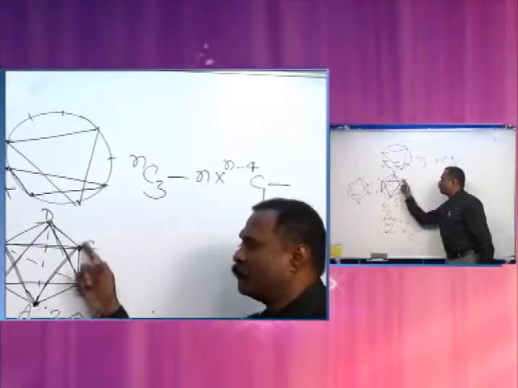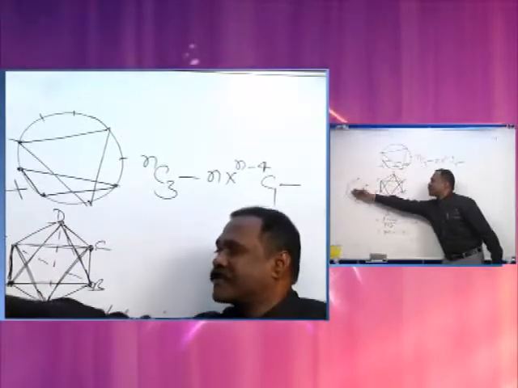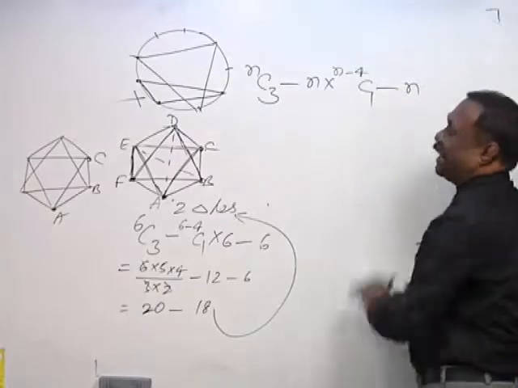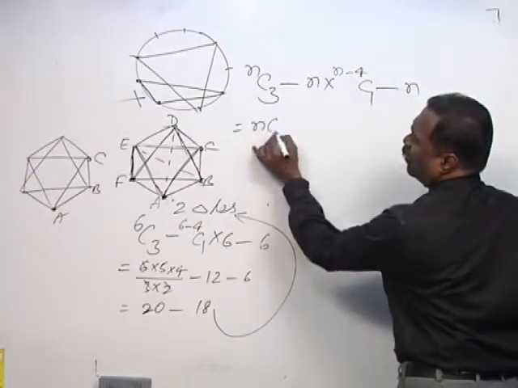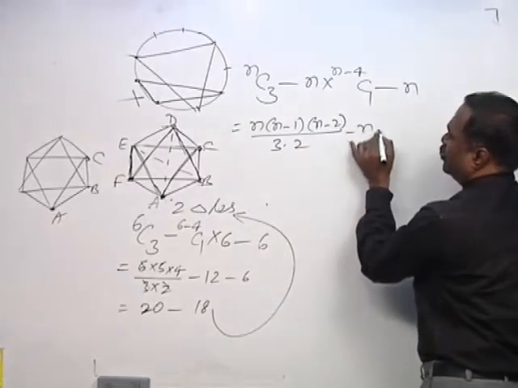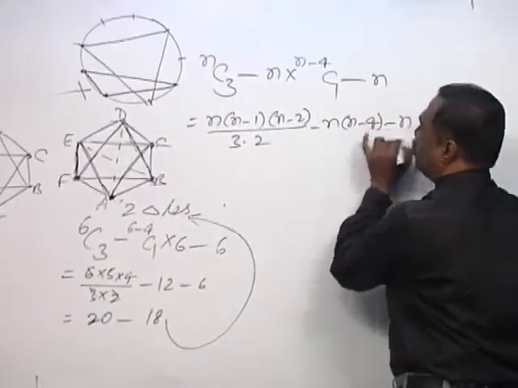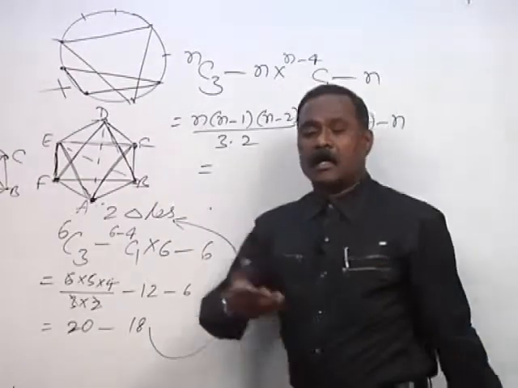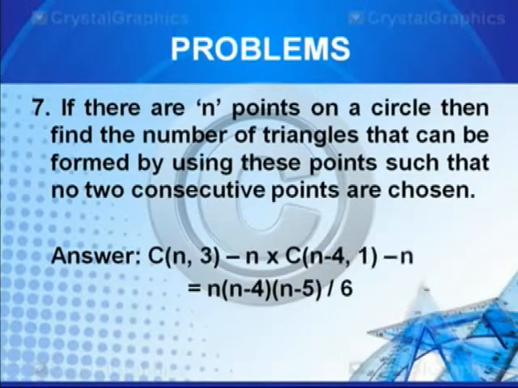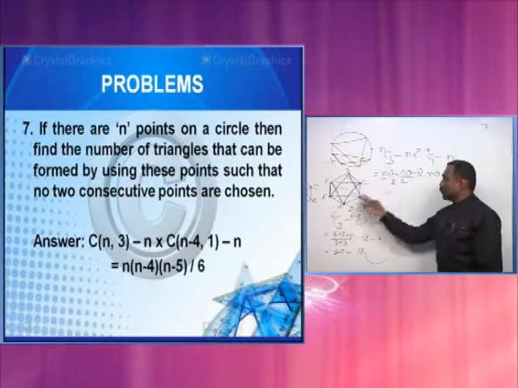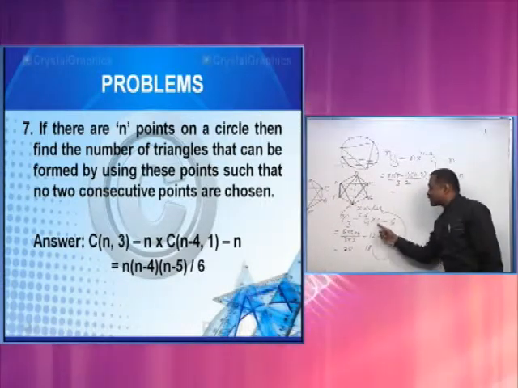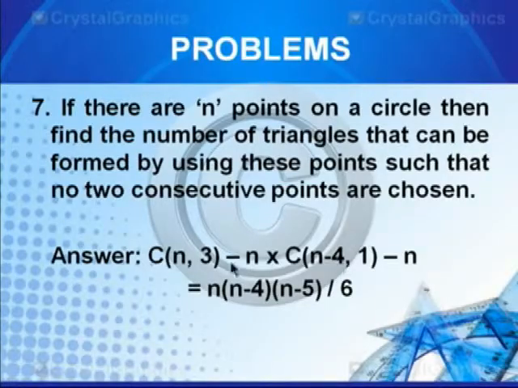2 sides form 6 triangles. I have shown it here. So for n sides you will form n. So if you simplify this, n of n minus 1, n minus 2 upon 3 into 2 minus n into n minus 4 minus n. If you simplify this, you can understand the answer now. It is NC3 like 6C3 minus n into, that is 6 into, what is 6 here? 6 sides. Here, how many?